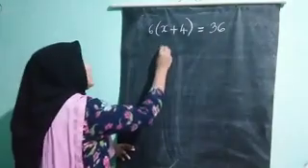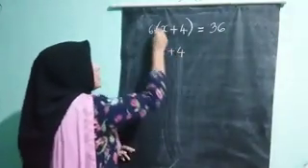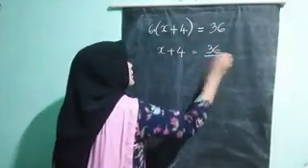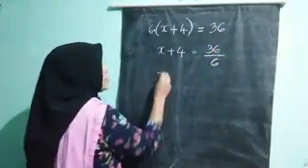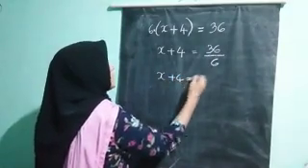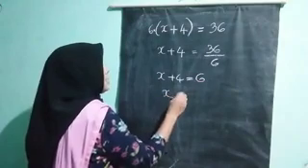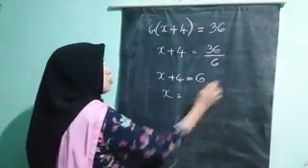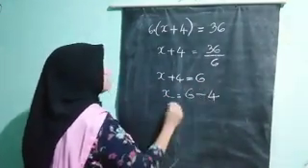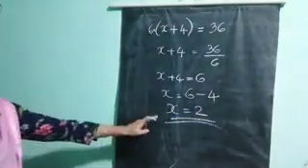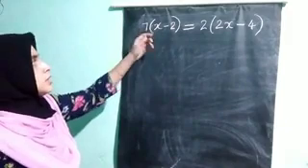Okay. So here I can write x plus 4, this is into 6. So take 6 to the other side, it will become divided by. So x plus 4 we can write 36 by 6 itself. Then take this plus 4 to the other side. 6 minus 4, x equal to 2. That is the answer.